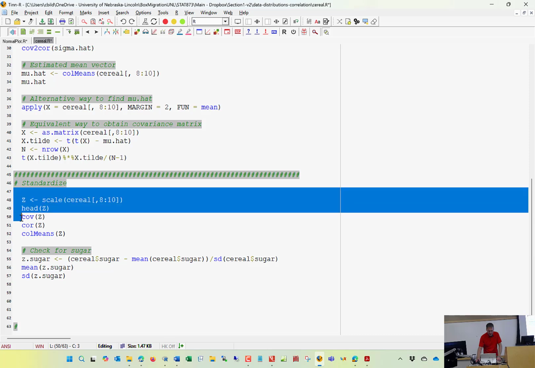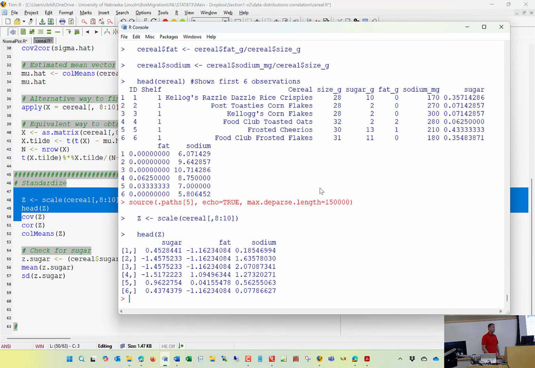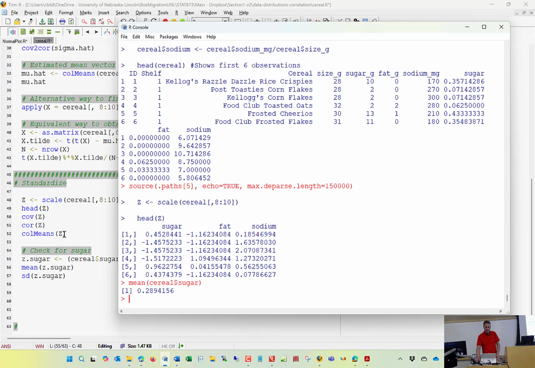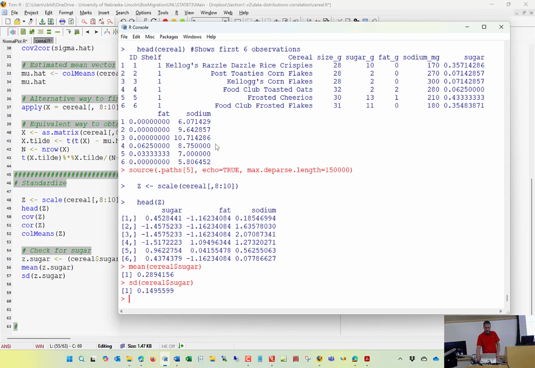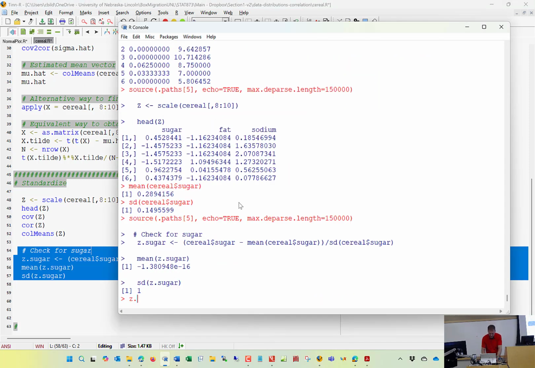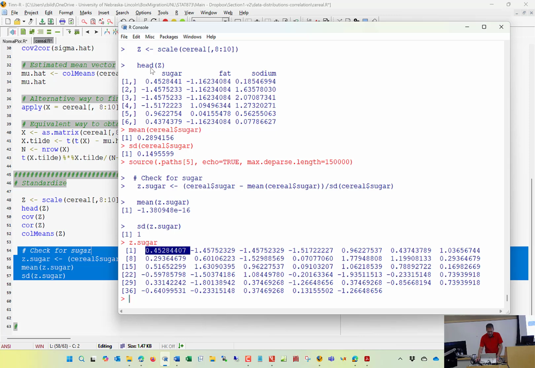I put that into something called Z, and let's take a look at the head of it, and there we go. Okay, so what I could do is actually double check, is this 0.452841 correct? So for that data value, I go to my original sugar, 0.357, subtract off the sample mean, divide all that by the standard deviation. And that's what I do here. cereal$sugar minus the mean of all the sugar values, which is 0.289, divide all that by the standard deviation of those sugar values, which is 0.14. And so if I put that into Z.sugar, notice I get 0.45284, exactly the same as what you see there in my Z data frame.